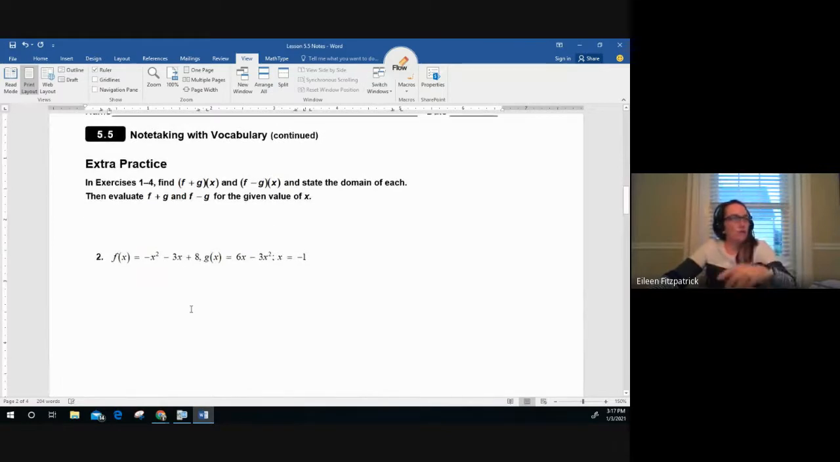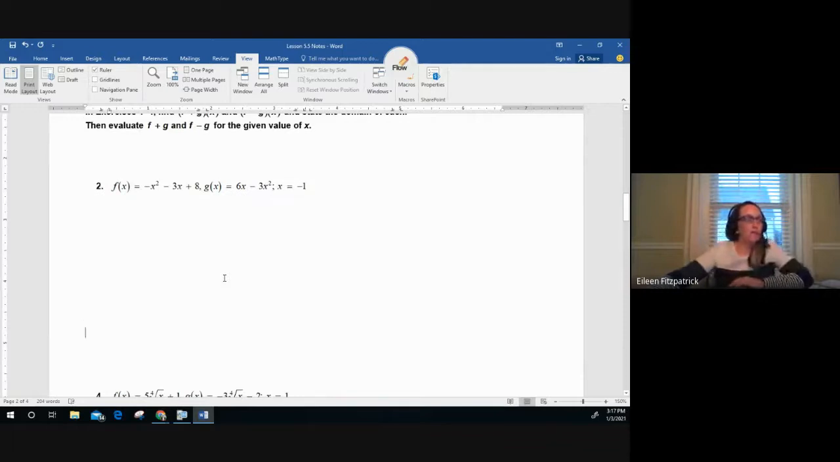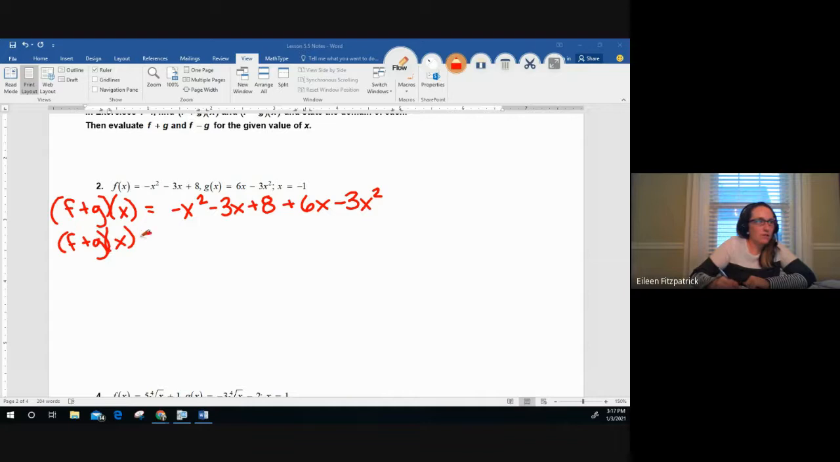All right. So the first problem, we're going to first do f plus g of x and then f minus g of x, evaluate both at -1 and talk about the domain. Okay, so f plus g of x, I'm going to take the f of x function, negative x squared minus 3x plus 8, and I'm going to add to it the g of x function, which is 6x minus 3x squared. All right, so combining like terms, first, I'm going to have -1 minus 3 is a -4x squared. -3 plus 6 is a positive 3x, and then plus 8.